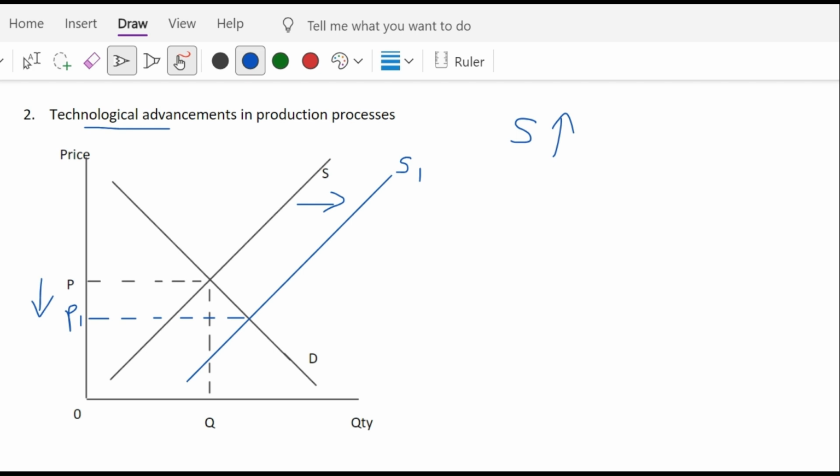At the same time, there is an extension in demand because of the fall in price. What will happen to quantity traded? It will increase from Q to Q1. So the overall effect is, summing up, advancement in technology will make the production line more productive and effective. As a result, there will be an increase in supply. The rise in supply will lead to a fall in the equilibrium price and an increase in the equilibrium quantity traded.